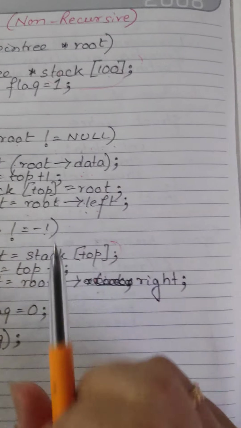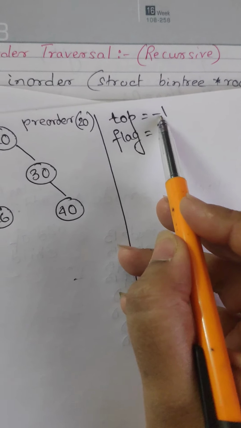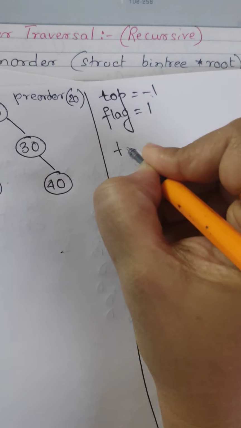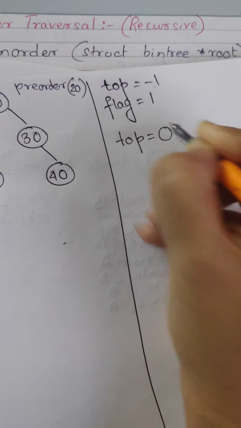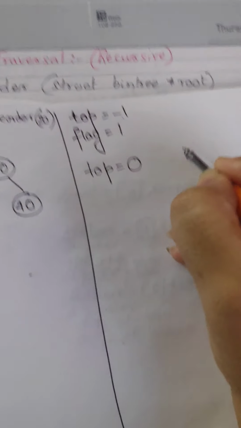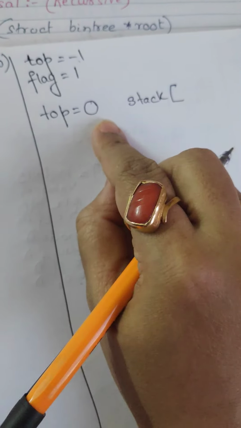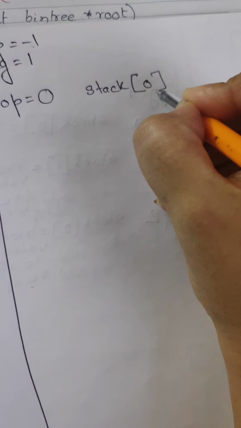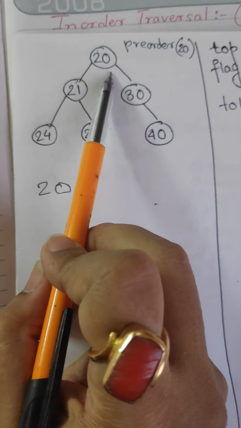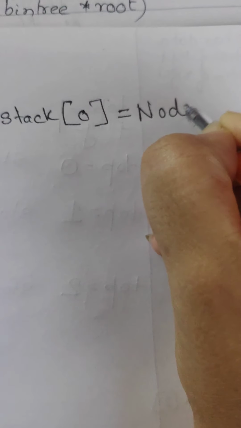Top is equals to top plus 1. So over here, top is initially -1. So when you say top is equals to top plus 1, top becomes 0. Right? Now, stack top is equals to root. So what is happening? In the stack top, what is the value of top? 0. In the stack 0, you store the value of the root. What is our current root? Our current root is 20. So you store the node 20.